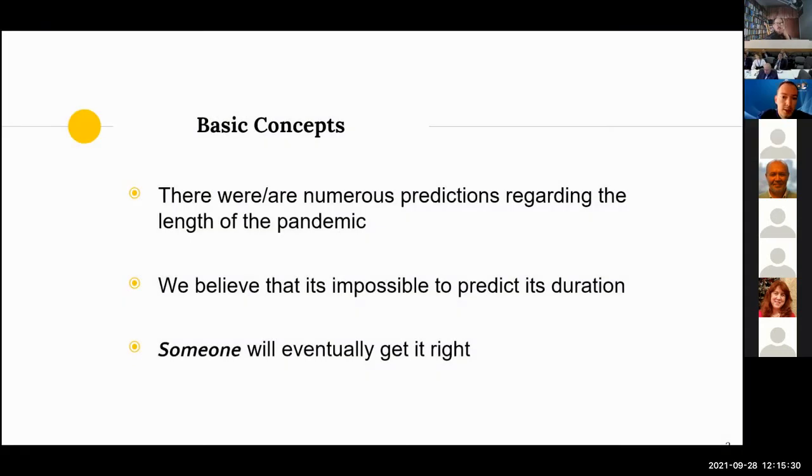During the COVID-19 pandemic, and it's already happening, there are and were numerous predictions regarding the length of the pandemic. I read a lot of papers on this topic, and I figured after a month, 3 months of reading that we cannot predict what's going to happen. We don't know when exactly the pandemic is going to be over. There's a lot of research, and almost all of them give different predictions. But someone will eventually get things right. Someone will say it's going to last for 3 years and it's going to happen.